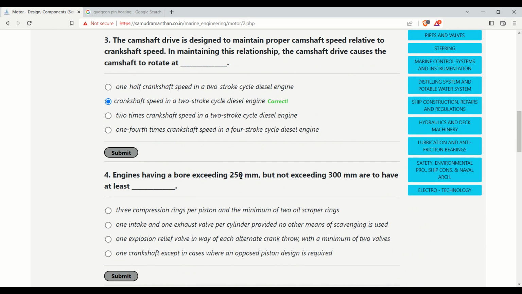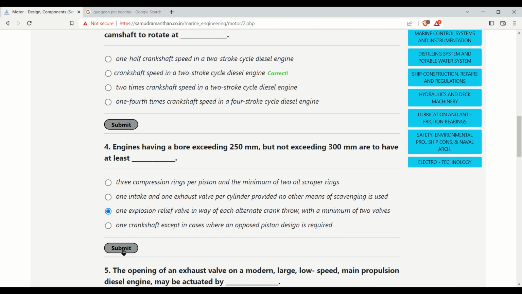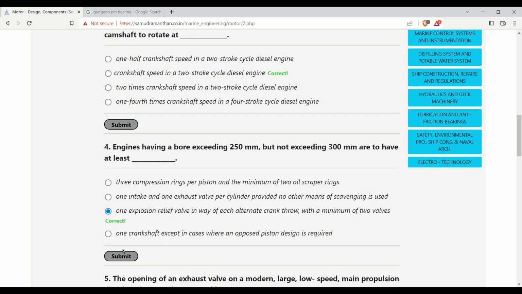Engines having a bore exceeding 250 mm but not exceeding 300 mm are to have at least, and the options are: 3 compression rings per piston and a minimum of 2 oil scraper rings; 1 intake and 1 exhaust valve per cylinder provided no other means of scavenging is used; 1 explosion relief valve in way of each alternate crank throw with a minimum of 2 valves; 1 crankshaft except in cases where an opposed piston design is required. The correct option for this question should be 1 explosion relief valve in way of each alternate crank throw with a minimum of 2 valves. Yes, this is the correct answer.